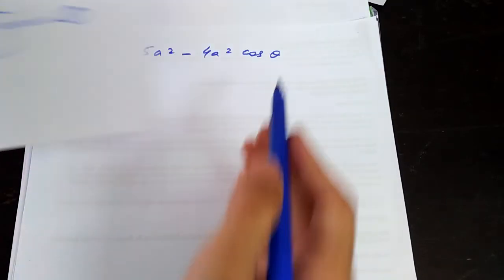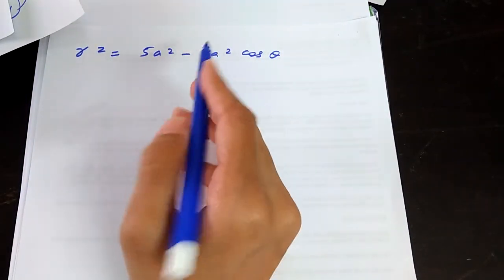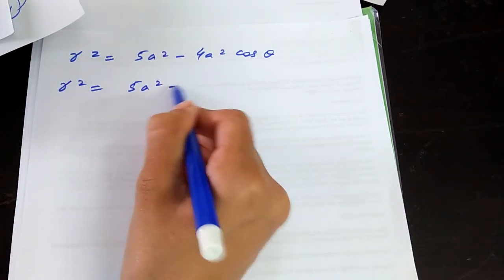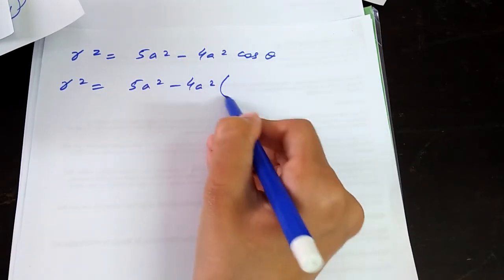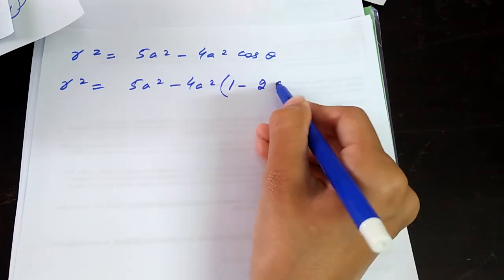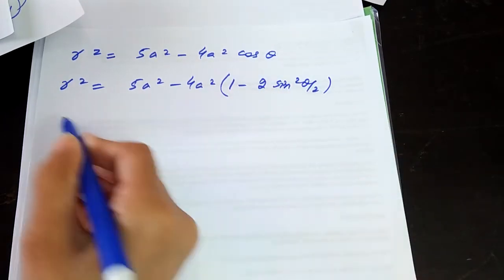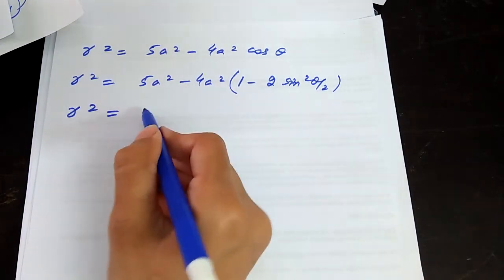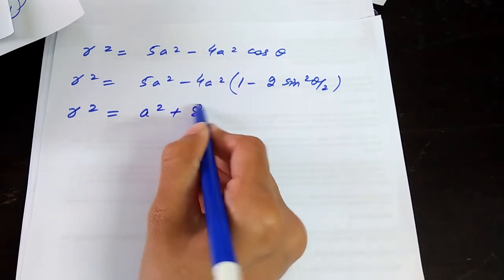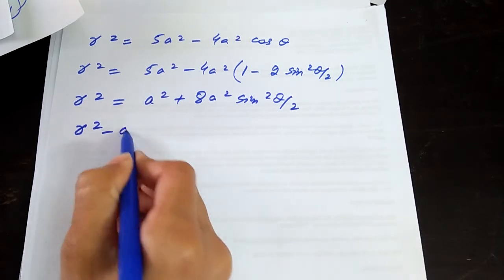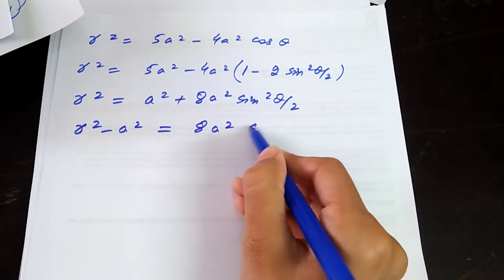Now if you observe, it is in sine square theta by 2. I can convert this cos of theta into sine square of theta by 2. How? r square is equal to 5a square minus 4a square. Now this cos of theta, break it using the half angle identity, and I will get 1 minus 2 sine square theta by 2. Open it. I will get r square is equal to, after simplification, a square plus 8a square sine square of theta by 2. So r square minus a square is equal to 8a square sine square of theta by 2.